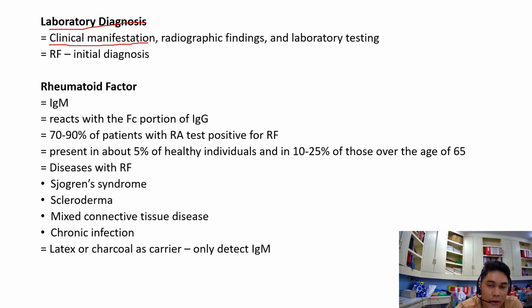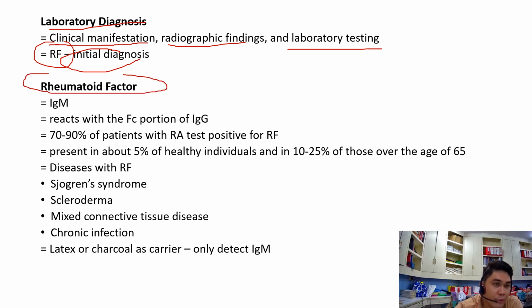Next, laboratory diagnosis, clinical manifestation. So to diagnose RA, or rheumatoid arthritis, you need clinical manifestation, radiographic findings or imaging test, and laboratory testing. So for initial diagnosis, you need to check for RF, or rheumatoid factors. Rheumatoid factor is IgM, and it reacts with the Fc portion of the IgG. Now, 70 to 90% of patients with RA test positive for RF, so not all with RA will have positive RF results, and it's present in about 5% of healthy individuals and 10 to 25% of those over the age of 65. So there are healthy individuals with RF.